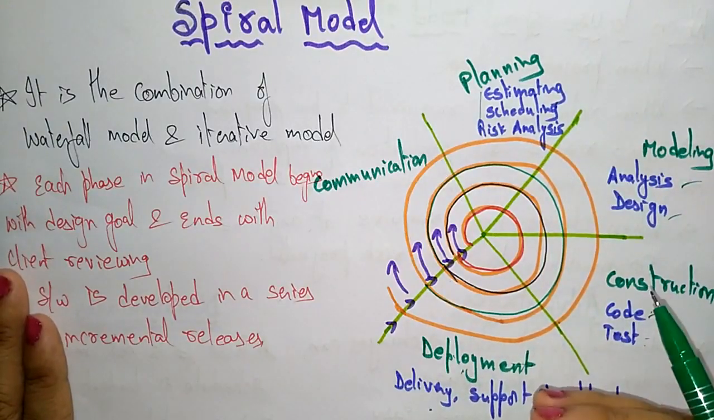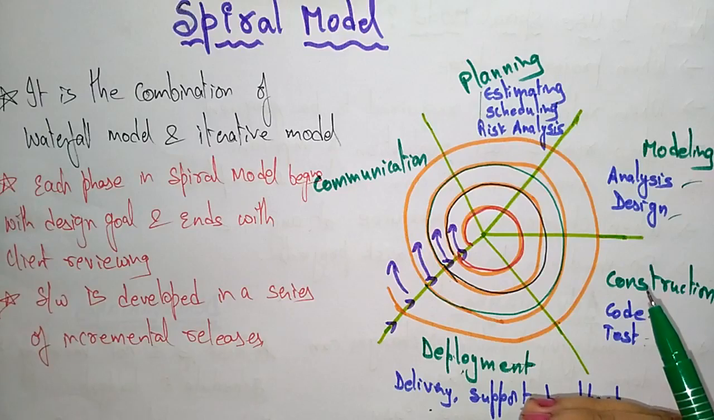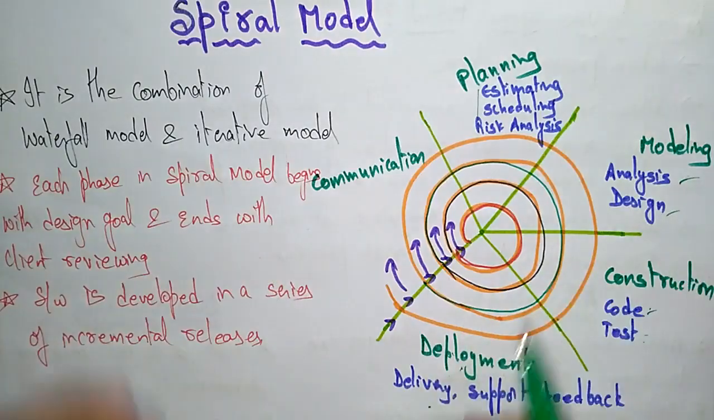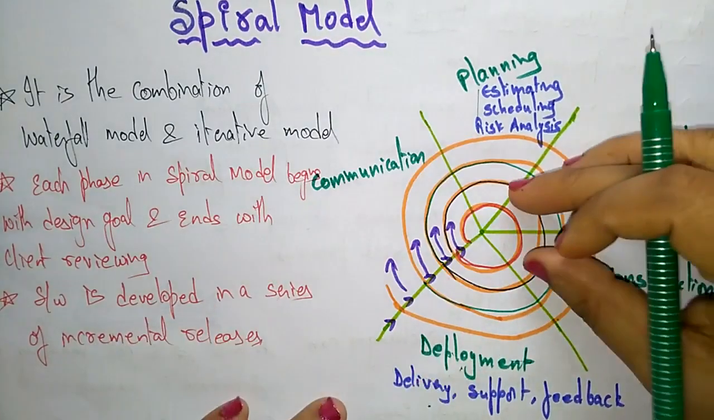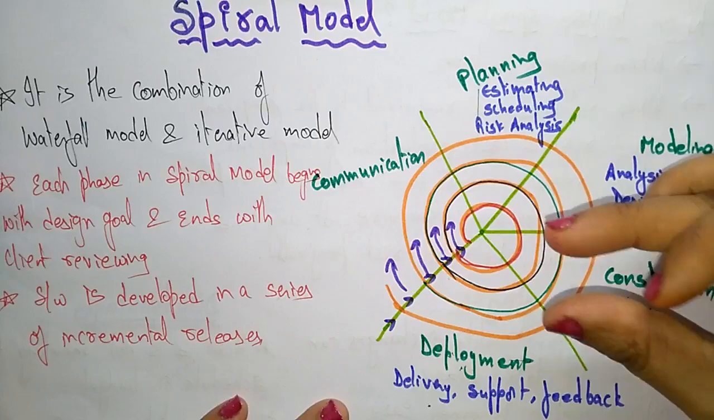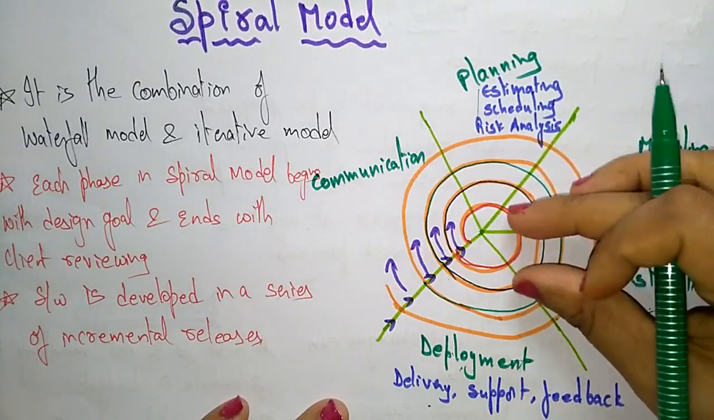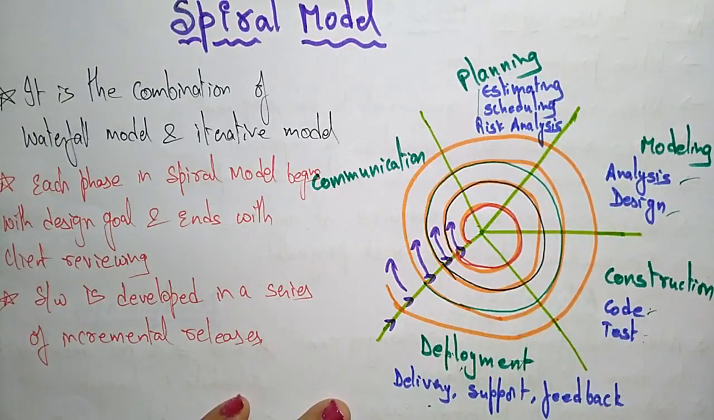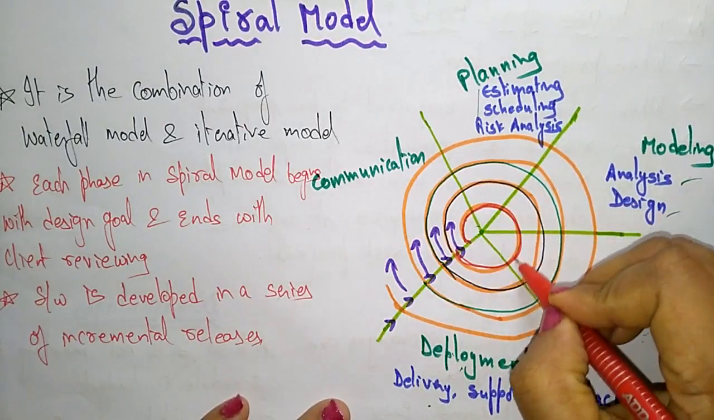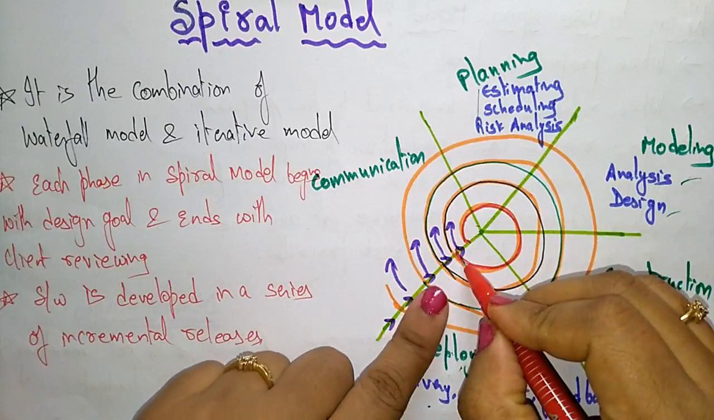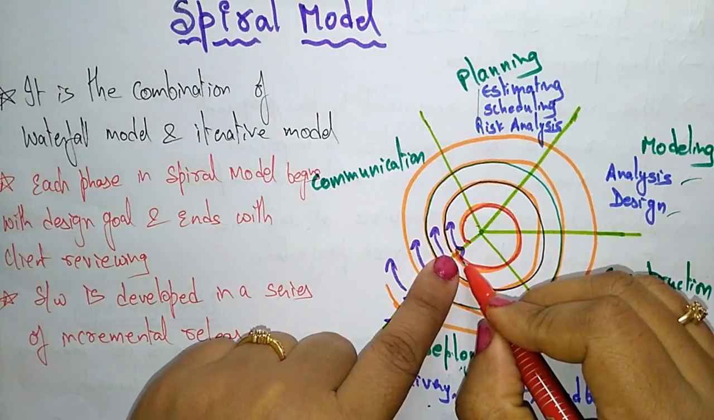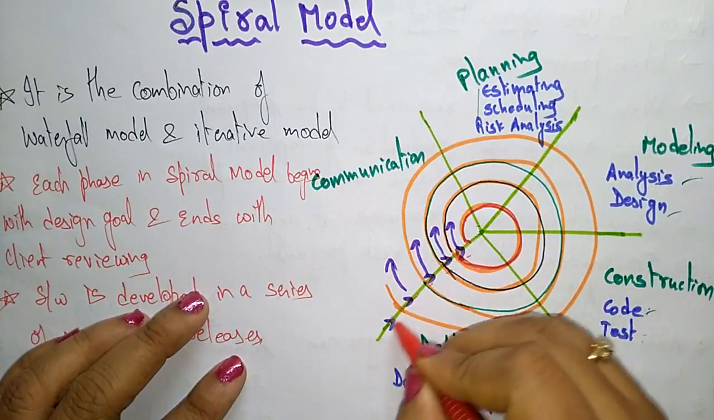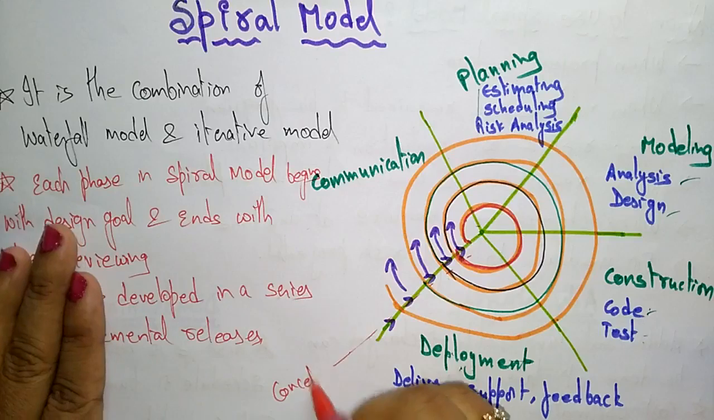But here in the spiral model, the software is developed in a series of incremental releases. Once it is released, another increment follows. So it is divided into frameworks, and the main thing is that task regions will be there. These are the different task regions. If you take the first task region, this one, it explains the concept development. The red circle indicates the concept development.